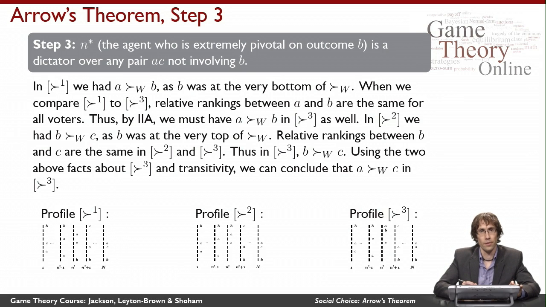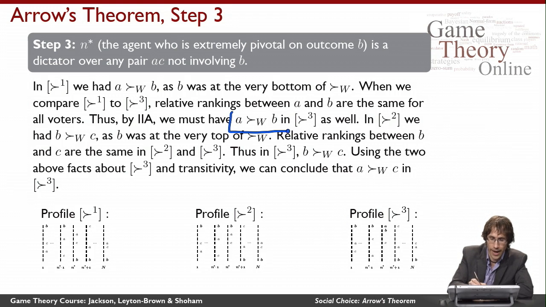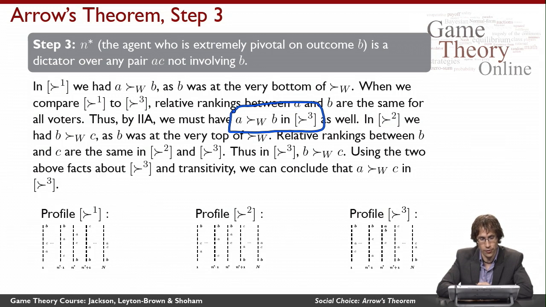So from this fact, we can conclude that in pref 3, it must be that A gets socially preferred to B, because by independence of irrelevant alternatives, the social choice between A and B can only depend on their relative rankings by the different agents, and we've just seen those relative rankings are the same in pref 1 and in pref 3. Now we're going to say something similar comparing pref 2 and pref 3.